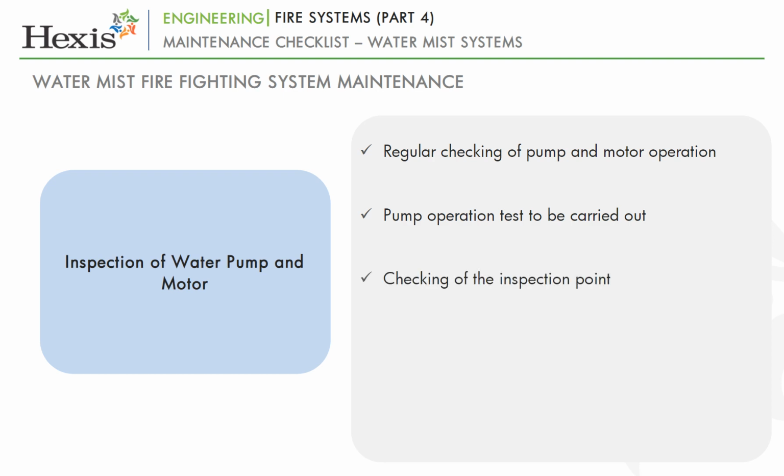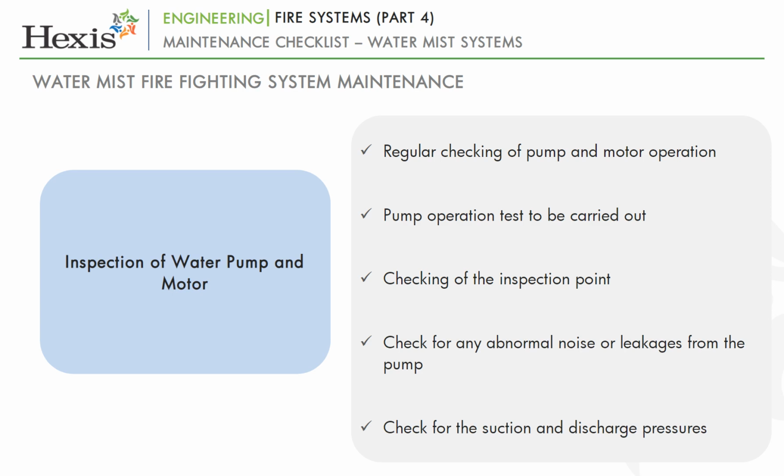The inspection point is to check whether water pressure complies with pump specification and lies in the characteristic curve. Check for any abnormal noise or leakages from the pump and associated pipeline system. Also, check for the suction and discharge pressures while pump is in test operation.